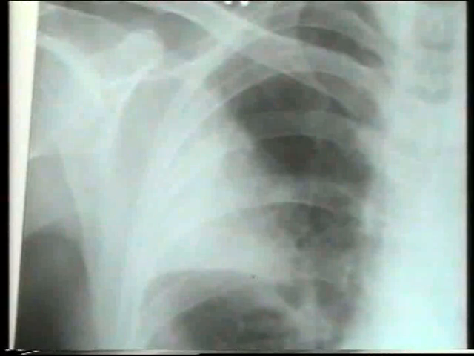The left lower lobe consolidation in close-up view shows a negative silhouette sign, that is, the heart border is clearly seen and the diaphragm is silhouetted, indicating affection of the lower lobe. Just next to the heart border, you can see a faint air bronchogram.